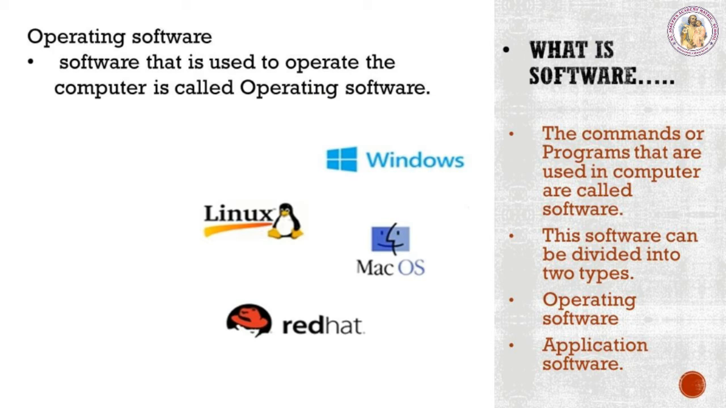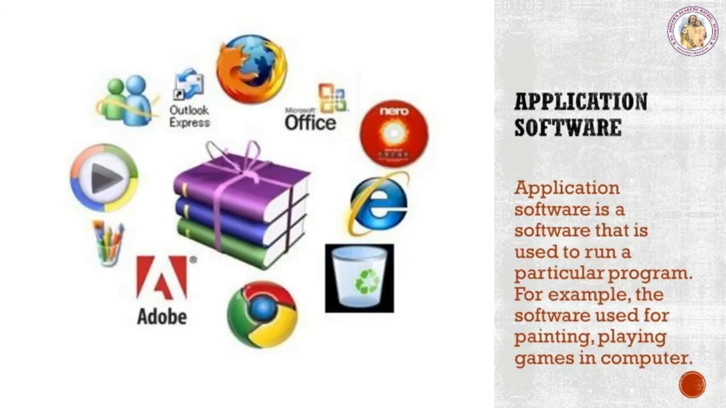Next, what is software and hardware? First, software. The commands or programs that are used in computers are called software. This software can be divided into two types. One is operating software, another one is application software. First, what is operating software? Software that is used to operate the computer is called operating software. We are familiar with Windows and Linux, and some more examples are given in the picture. Mac OS and Red Hat are some of the operating software.